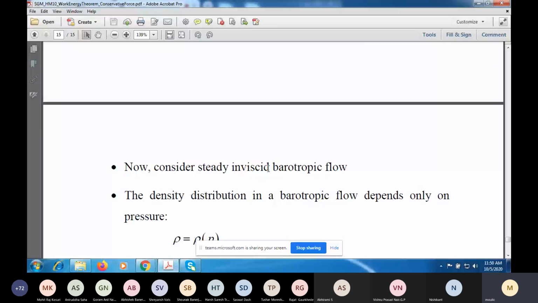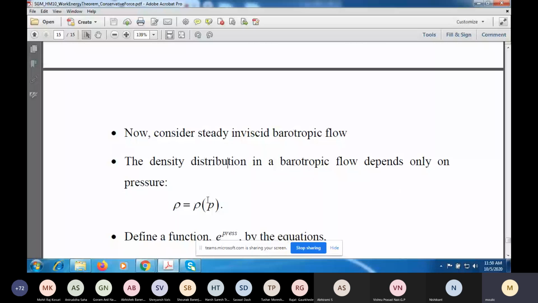Now consider what I talked about last time as barotropic flow. In a barotropic flow, the density depends only on pressure. One example of this is a liquid where density is a constant. So this function rho of p will be simply a constant.